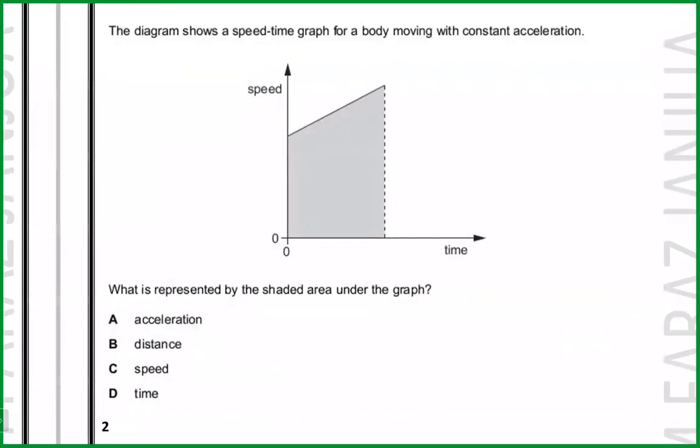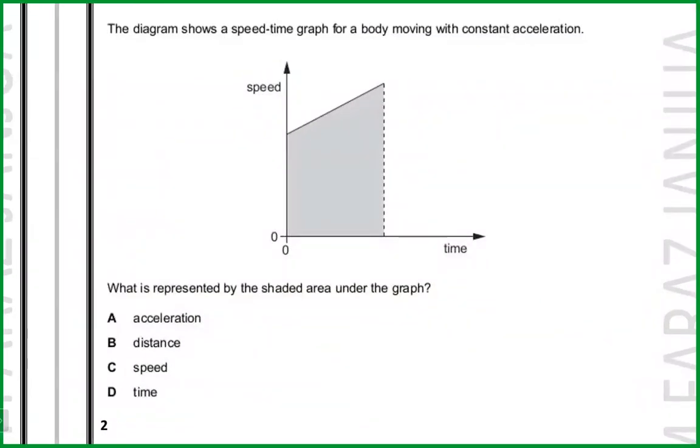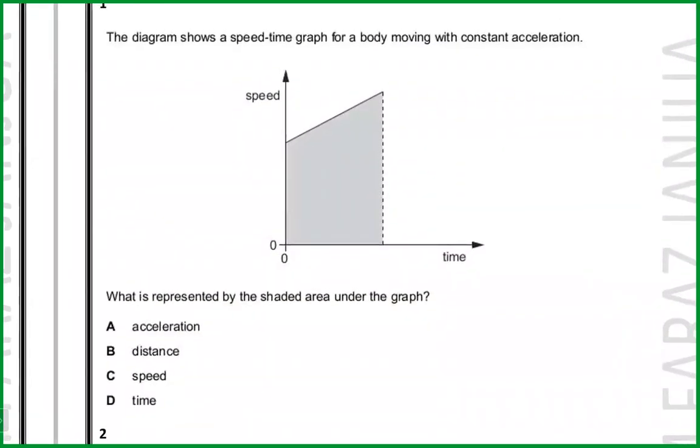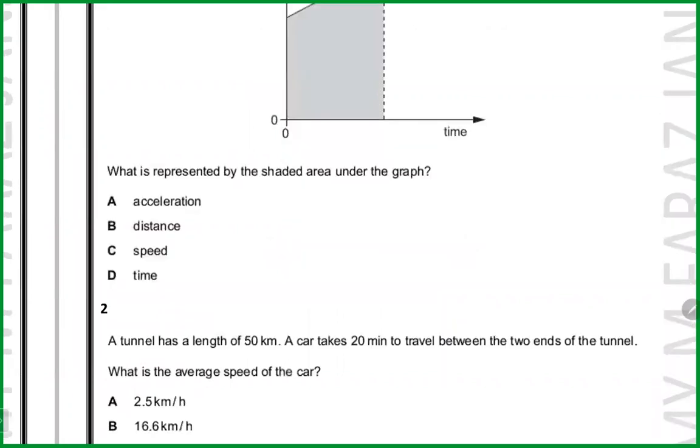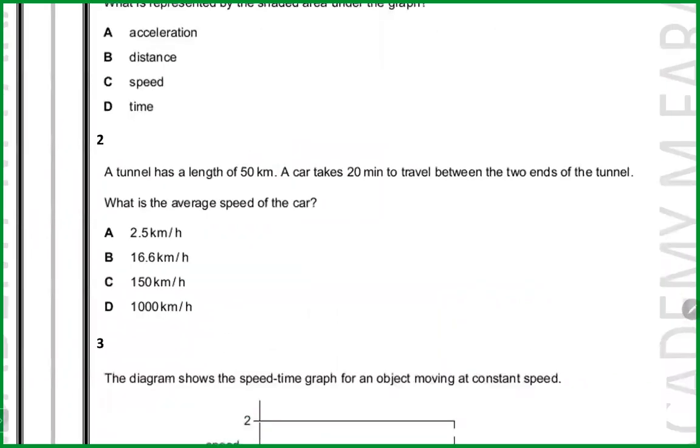Can you see the screen? Yes. Okay. Can you tell me the answer for the first question? Read the question carefully. The diagram shows a speed time graph for a body moving with constant acceleration. What is represented by the shaded area under the graph? Distance. Oh, you got it right. So your answer is B. Yes. Okay. Another question.